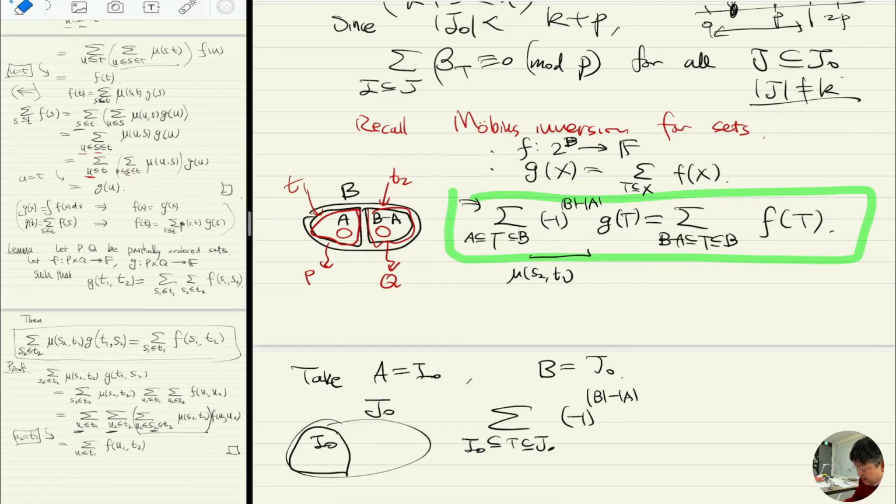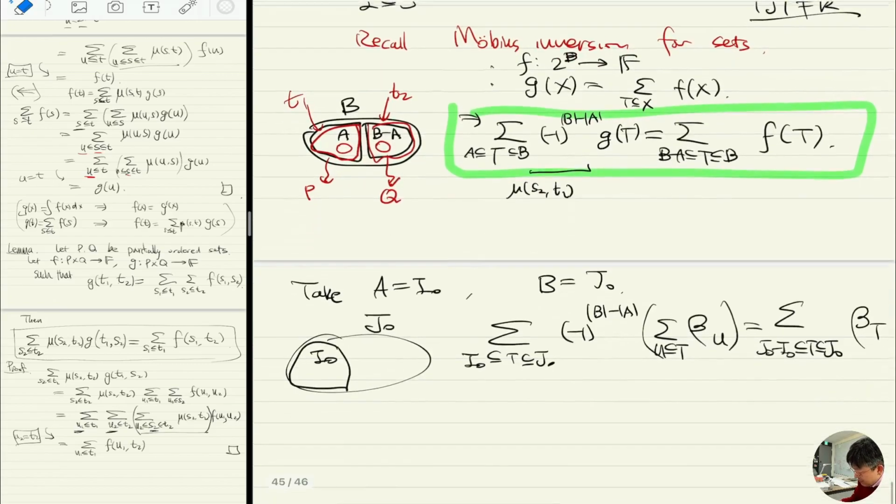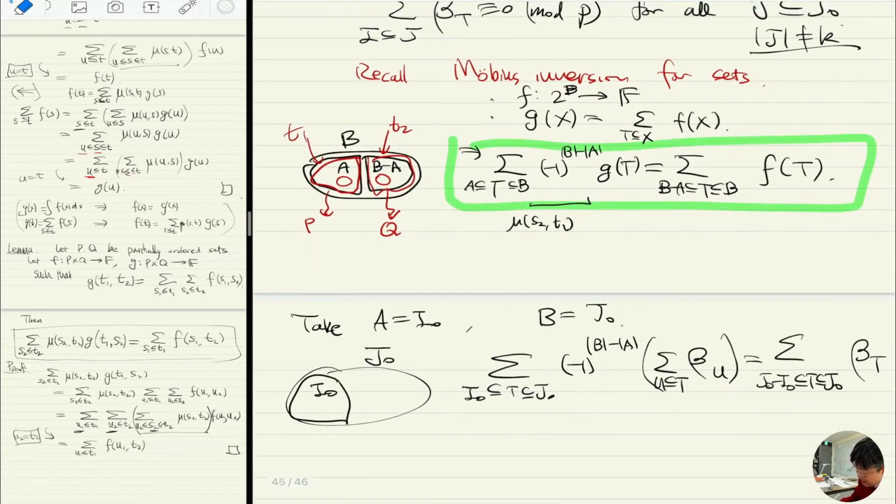Right. And then here we use this formula, right? So sum of the beta, I need a letter U, let's say U is a subset of T, and that's equal to J0 minus I0 subset T and J0 and beta T. All right, so we obtain this.